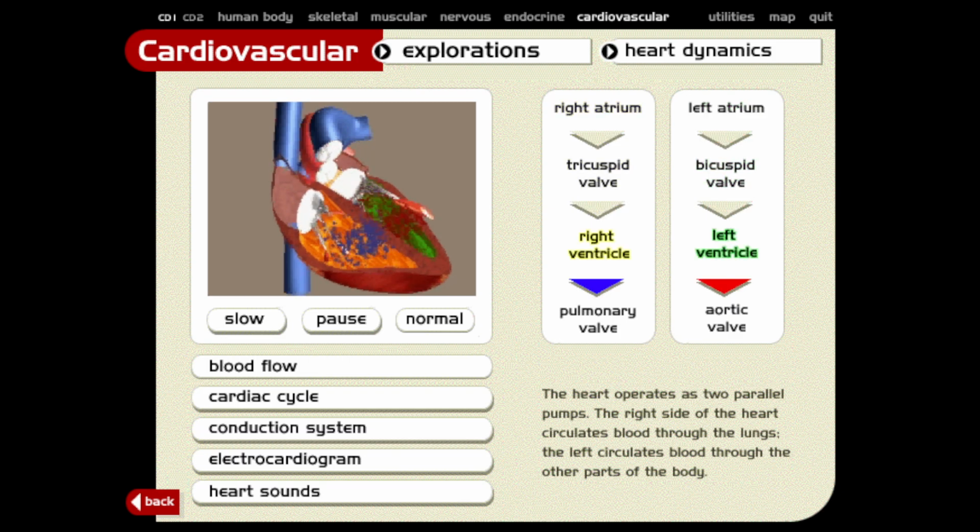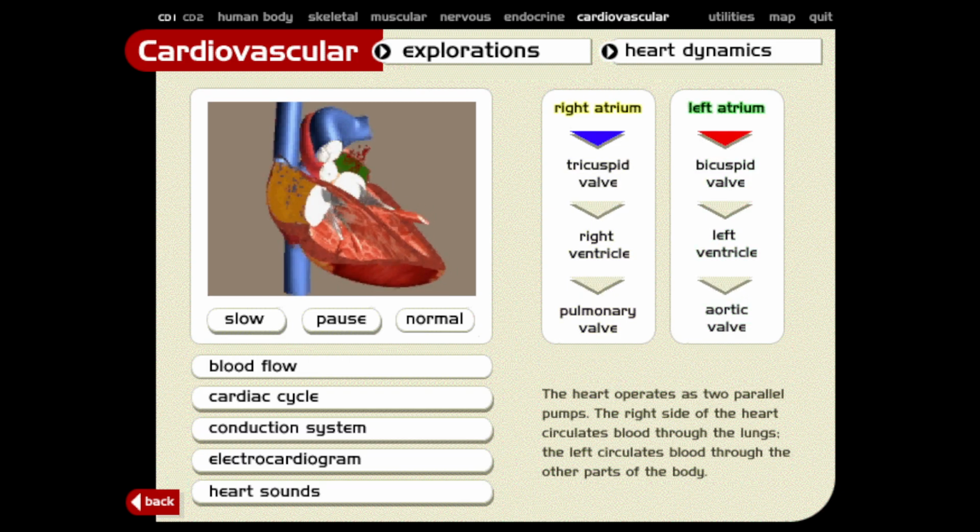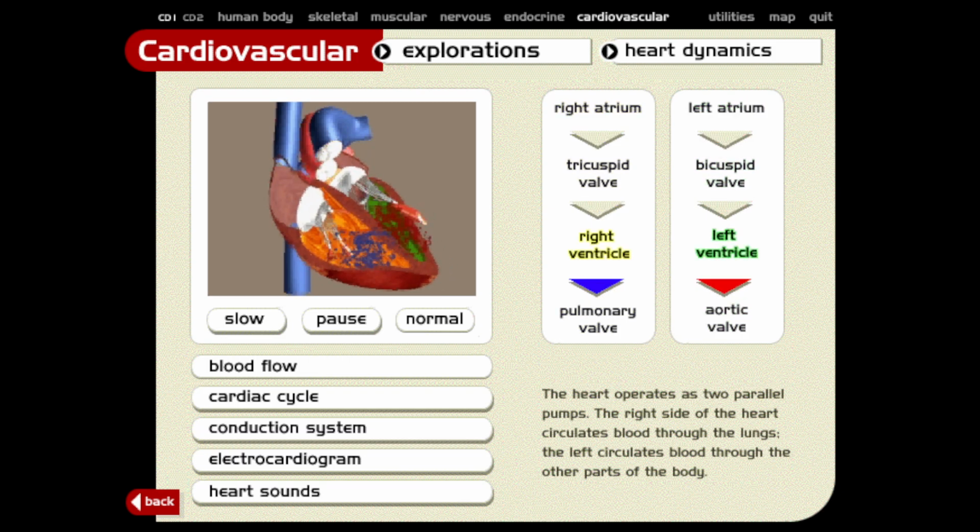The heart operates as two parallel pumps. The right side of the heart circulates blood through the lungs. The left circulates blood through the other parts of the body.